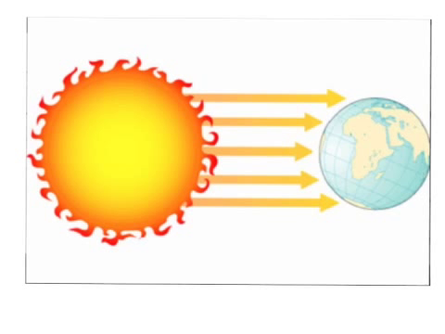The Earth's surface is warmed by radiation of the sun's rays. Radiation is direct energy from the source that moves through space. The air near the surface is also warmed by conduction. Conduction is the direct transfer of heat from one source to another.